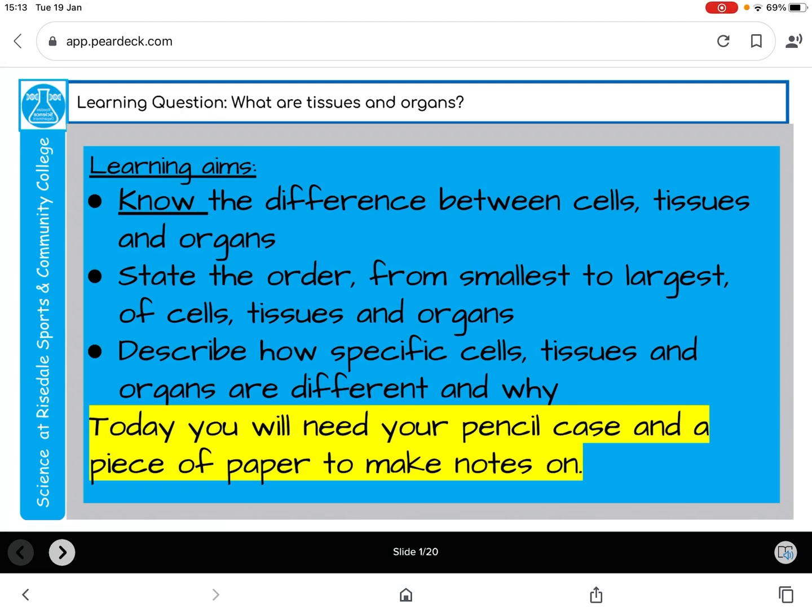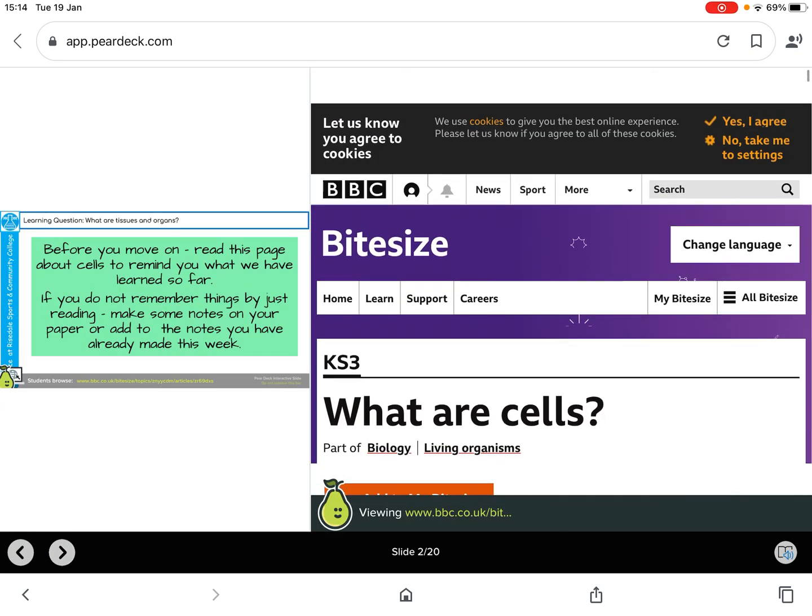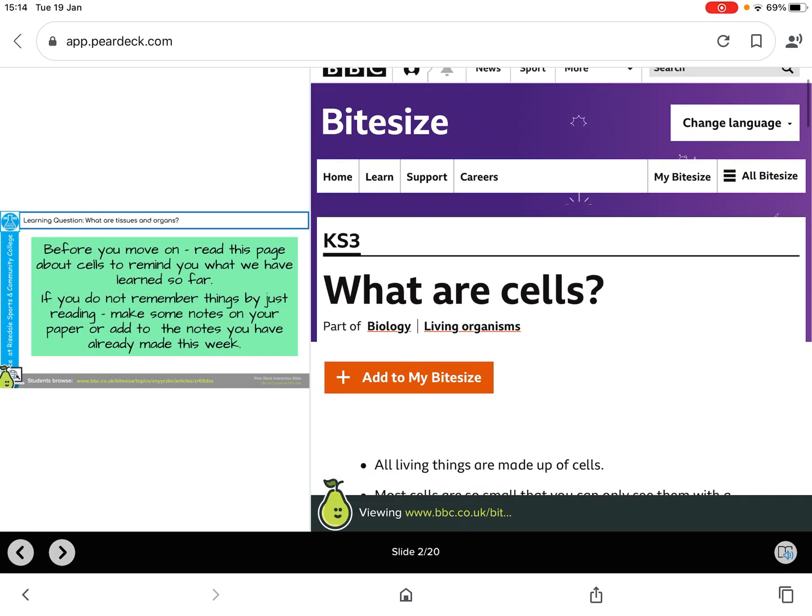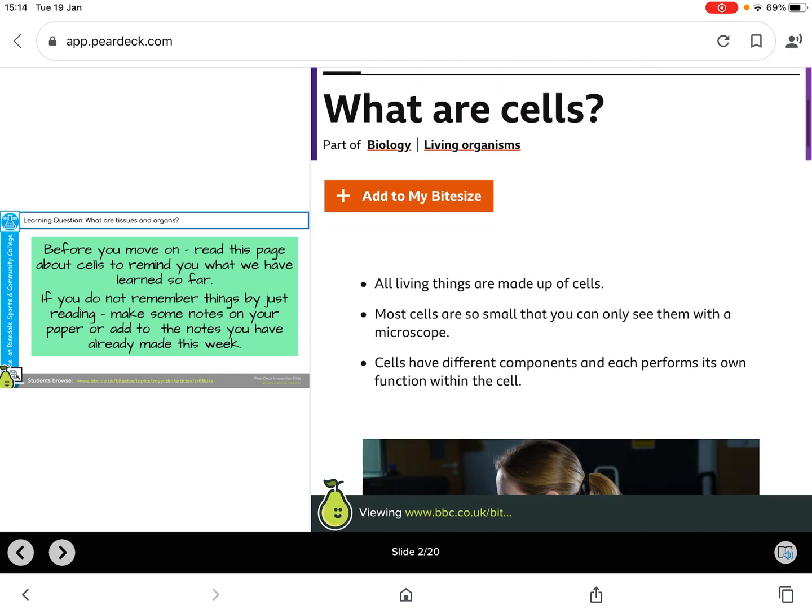Hello, Year 7. Here are the answers to Friday's lesson about tissues and organs. So I did put in yellow here. Today you will need your pencil case and a piece of paper to make notes on. I hope that you gathered that equipment before you began. I also asked you, before you moved on, to recap everything we'd done so far.